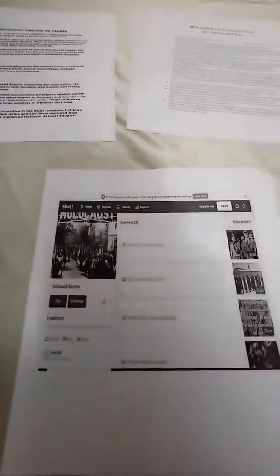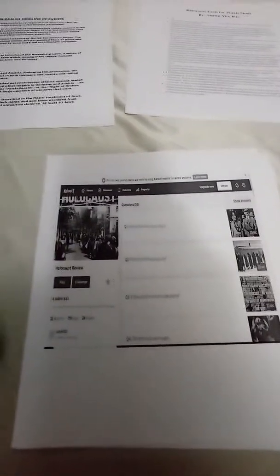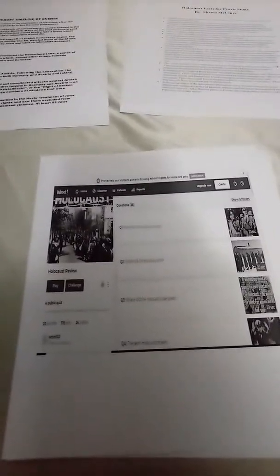This is actually printed out copies of the Kahoot game that I did with the students. And I was only going to do this game 1 time, but they loved it so much we did it 2 times. And they wanted to do it more, but we didn't have enough time. So I'm going to show you here on my computer the Kahoot game.